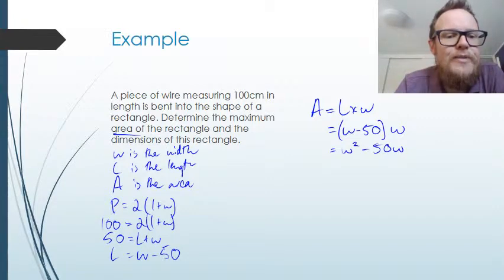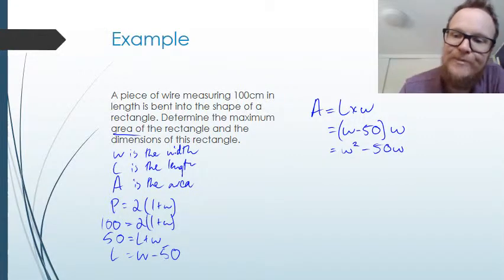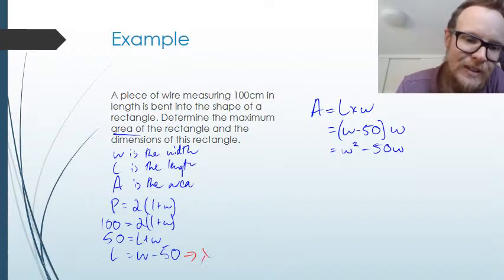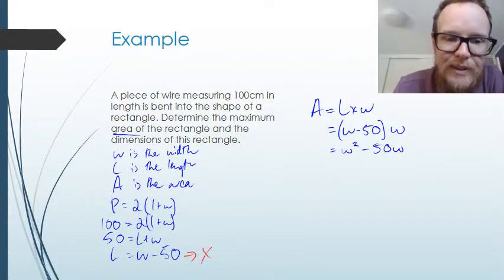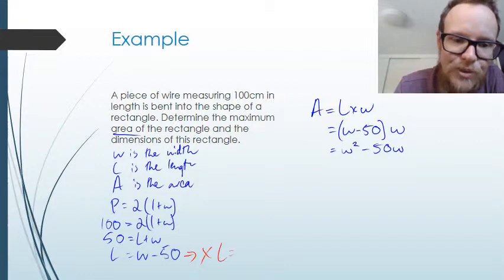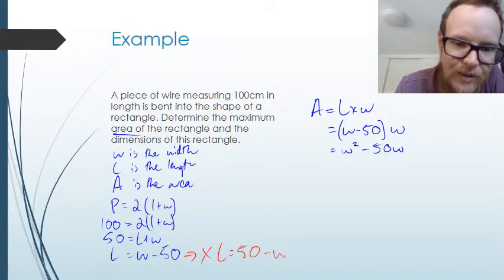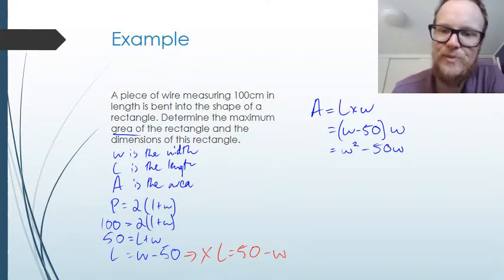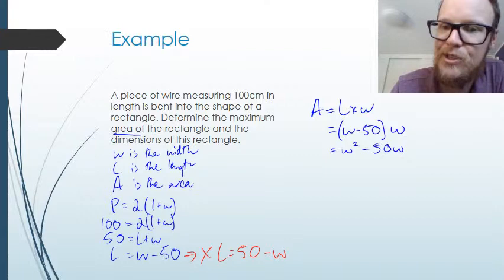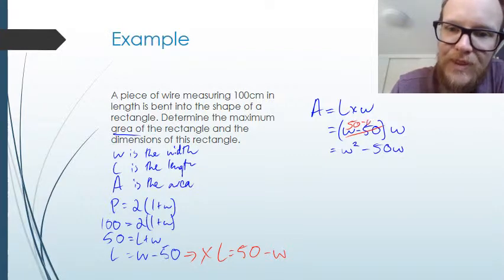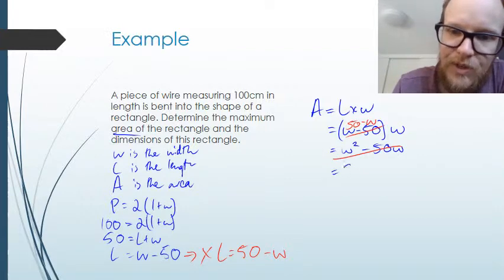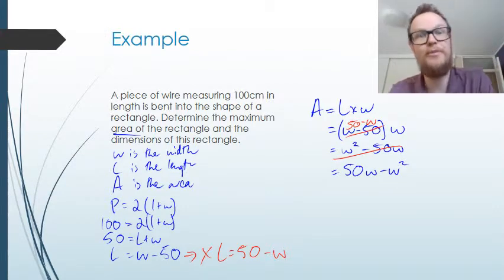Got a feeling I've done something wrong, and it's back here. You all didn't pick me up on it. Here it is. That's wrong. It's not length equals W minus 50. It's length is equal to 50 minus W. See? If I take W from both sides, it's 50 minus W. So this is 50 minus W, and the area is equal to 50W minus W squared.